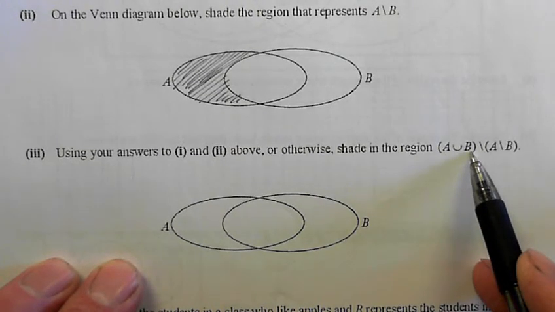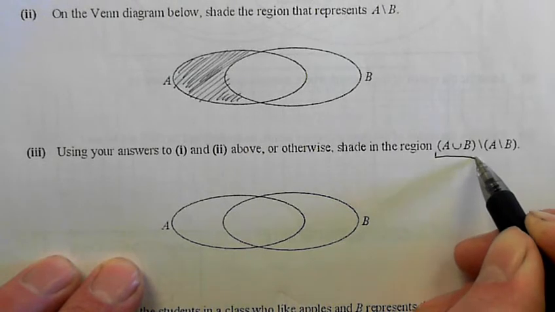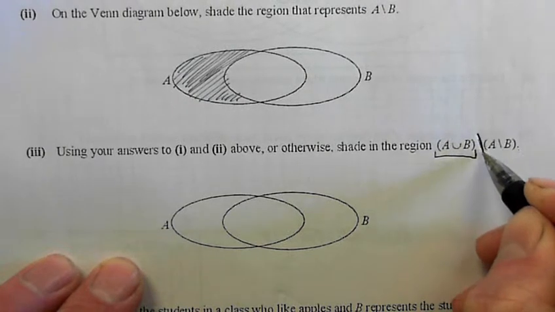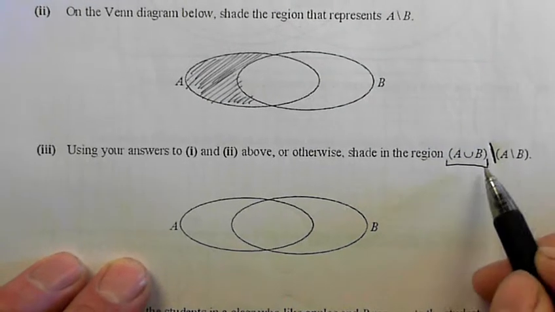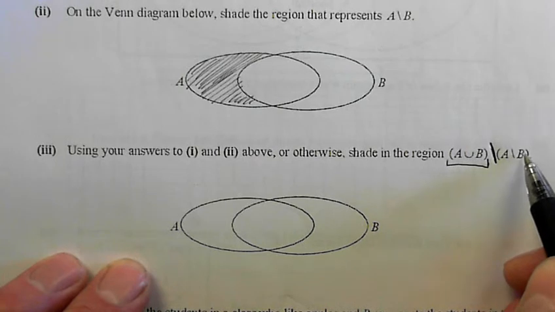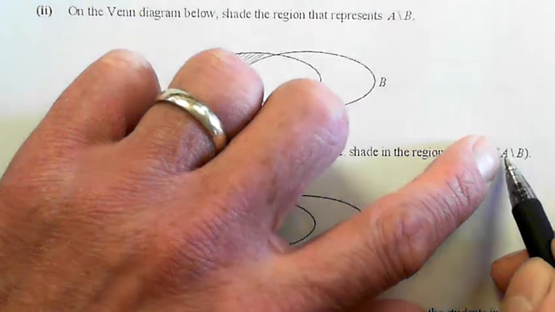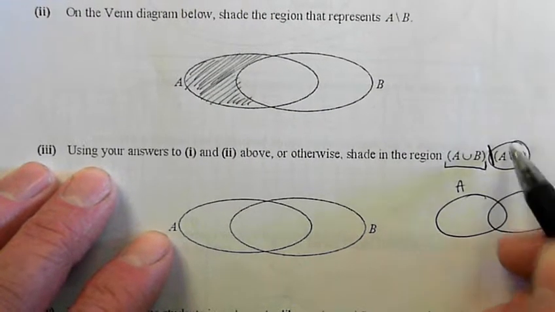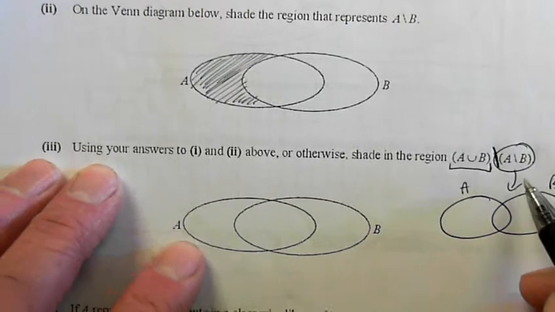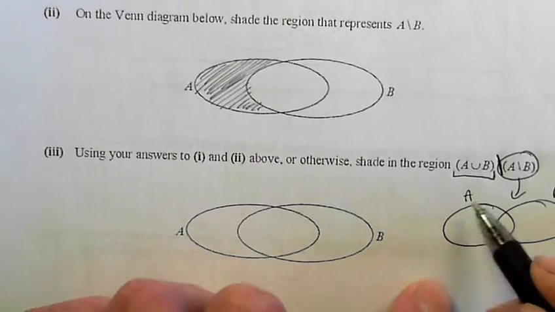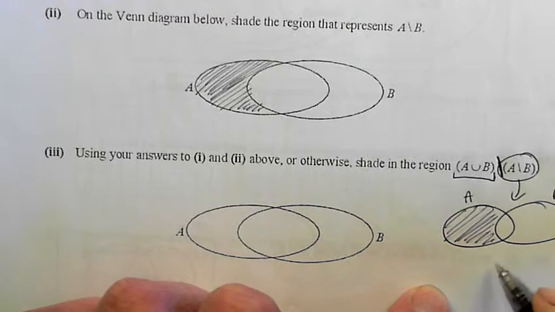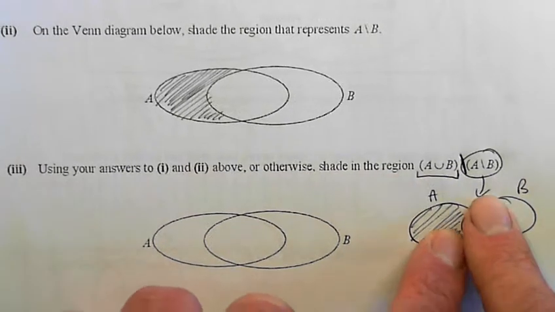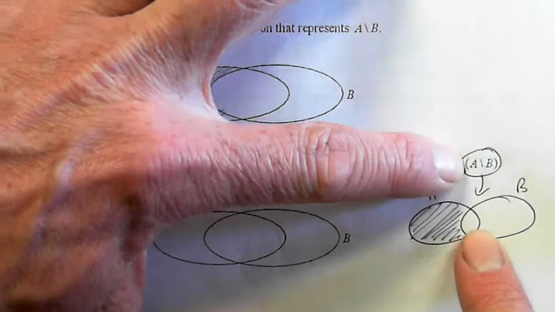A union B is all of it, first of all, isn't it? See this bit here? It's all of that shaded area. But I don't want, see this line here? I don't want A less B. So we have to work out what A less B is. So we'll do it over here. We'll work out what this bit is. What is A less B? So A without B. That's A less B. Okay? So this bit here, A less B, that's what it looks like.